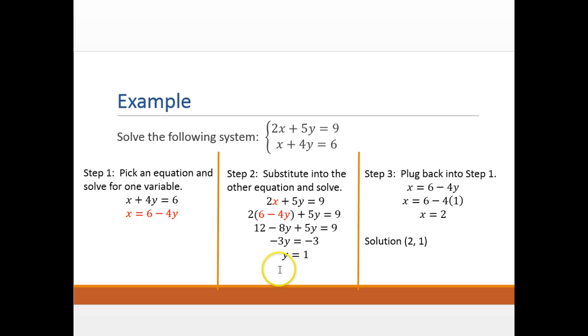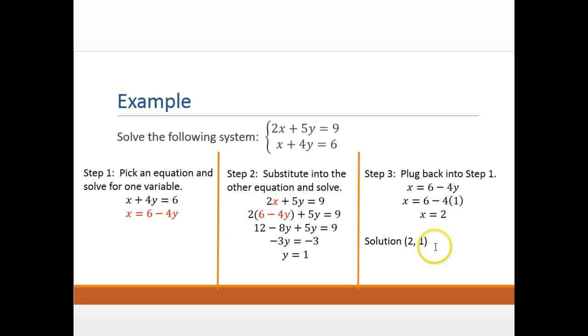Please do not stop here. A lot of people get here and say, we're done. You're not done. You're only halfway home. These are lines. They intersect at points, and points have two coordinates, x and y. So let's take the equation we solved for originally, x is 6 minus 4y, and plug in for y now. So x is 6 minus 4 times 1. 6 minus 4 is simply 2, so my solution is 2, comma 1.